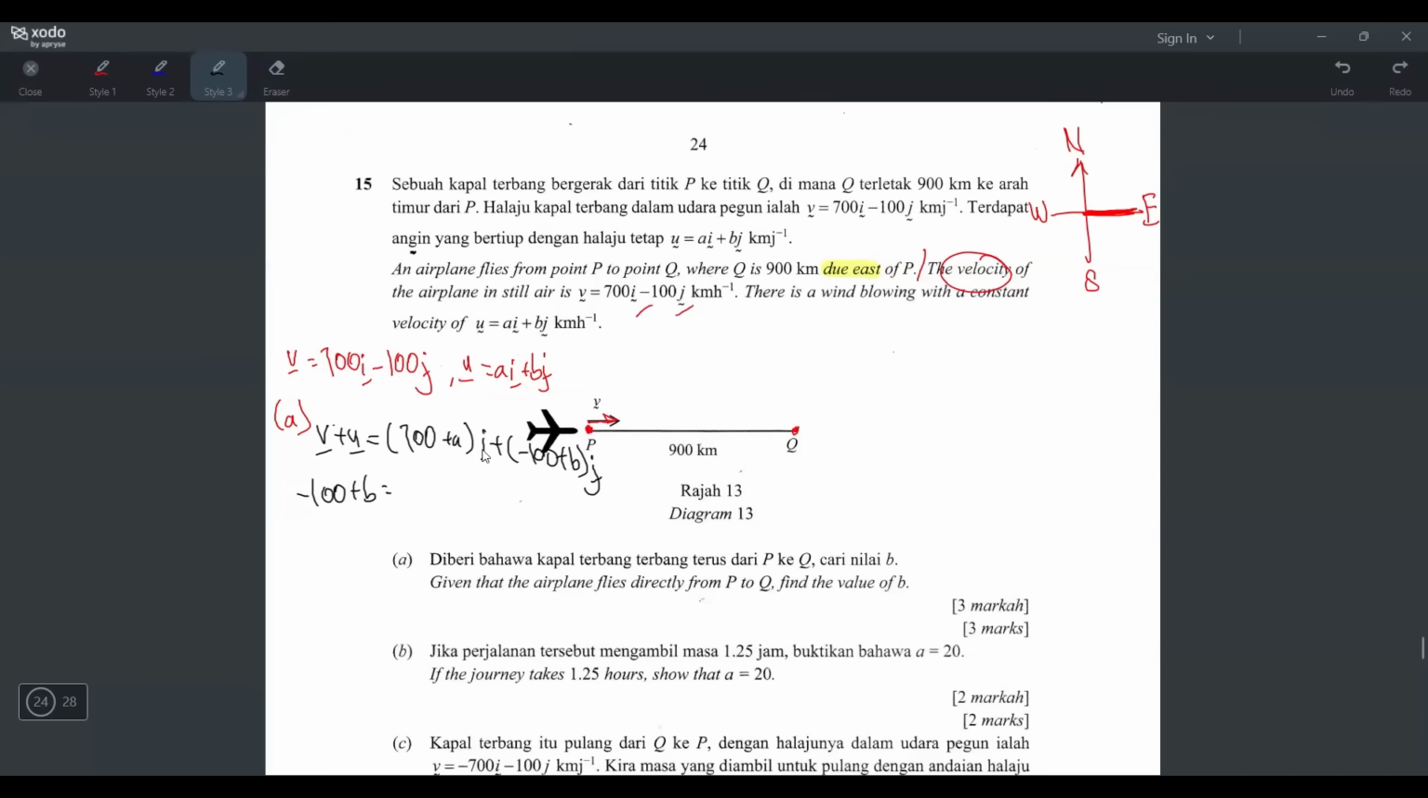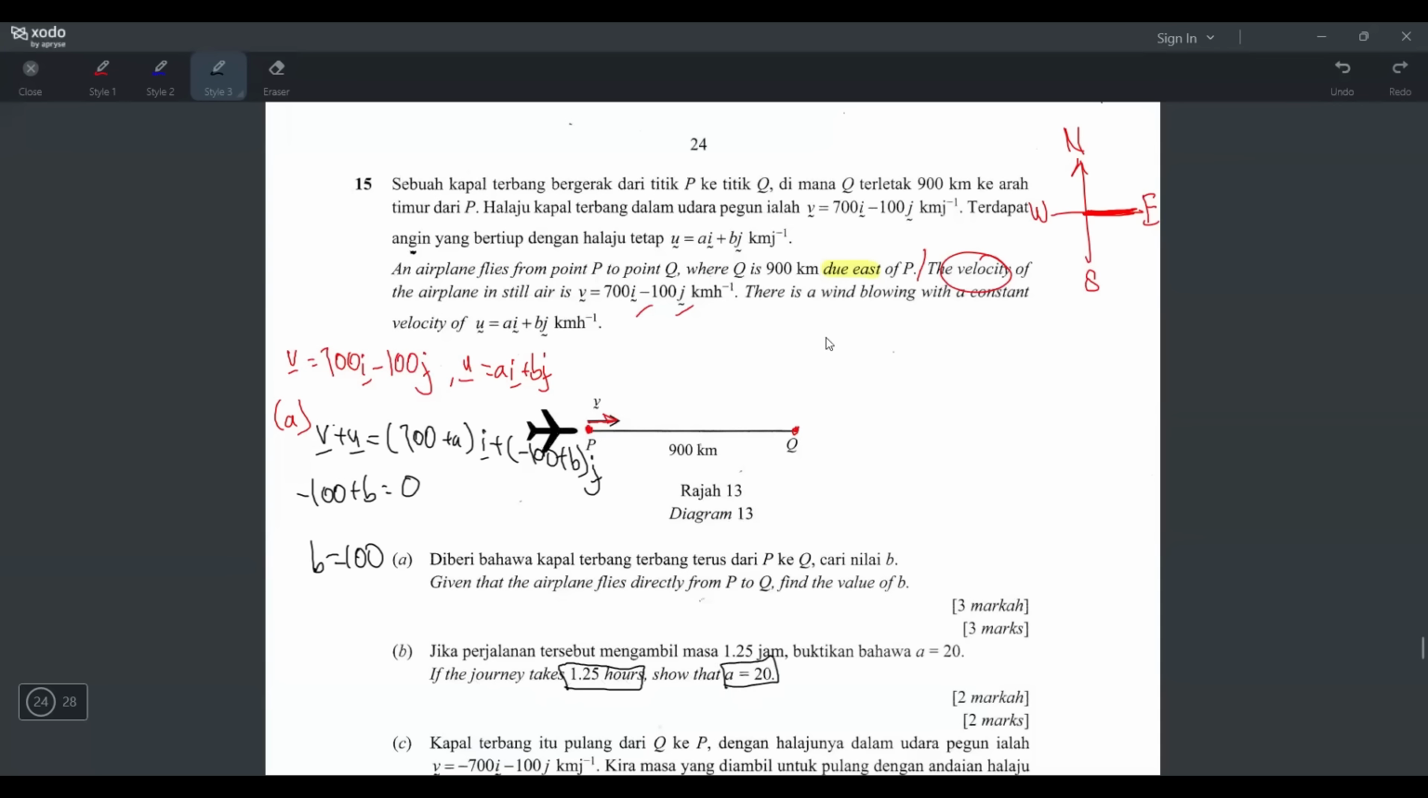Because if the aeroplane is flying due east in a horizontal line, there will be no vertical movement. So the coefficient of J must be 0. So your B will be 100. Now we can do part B. If the journey takes 1.25 hours, show that A equals 20.